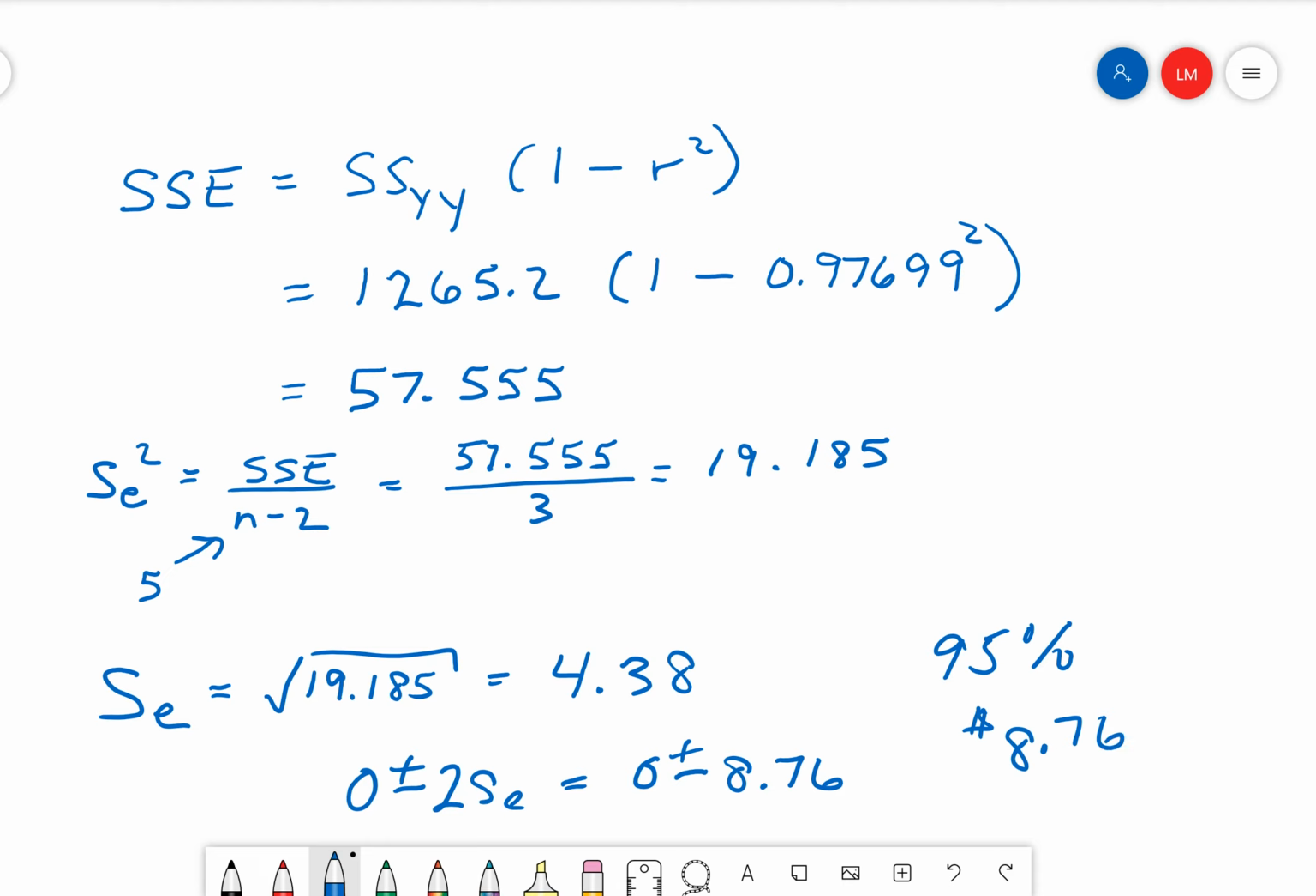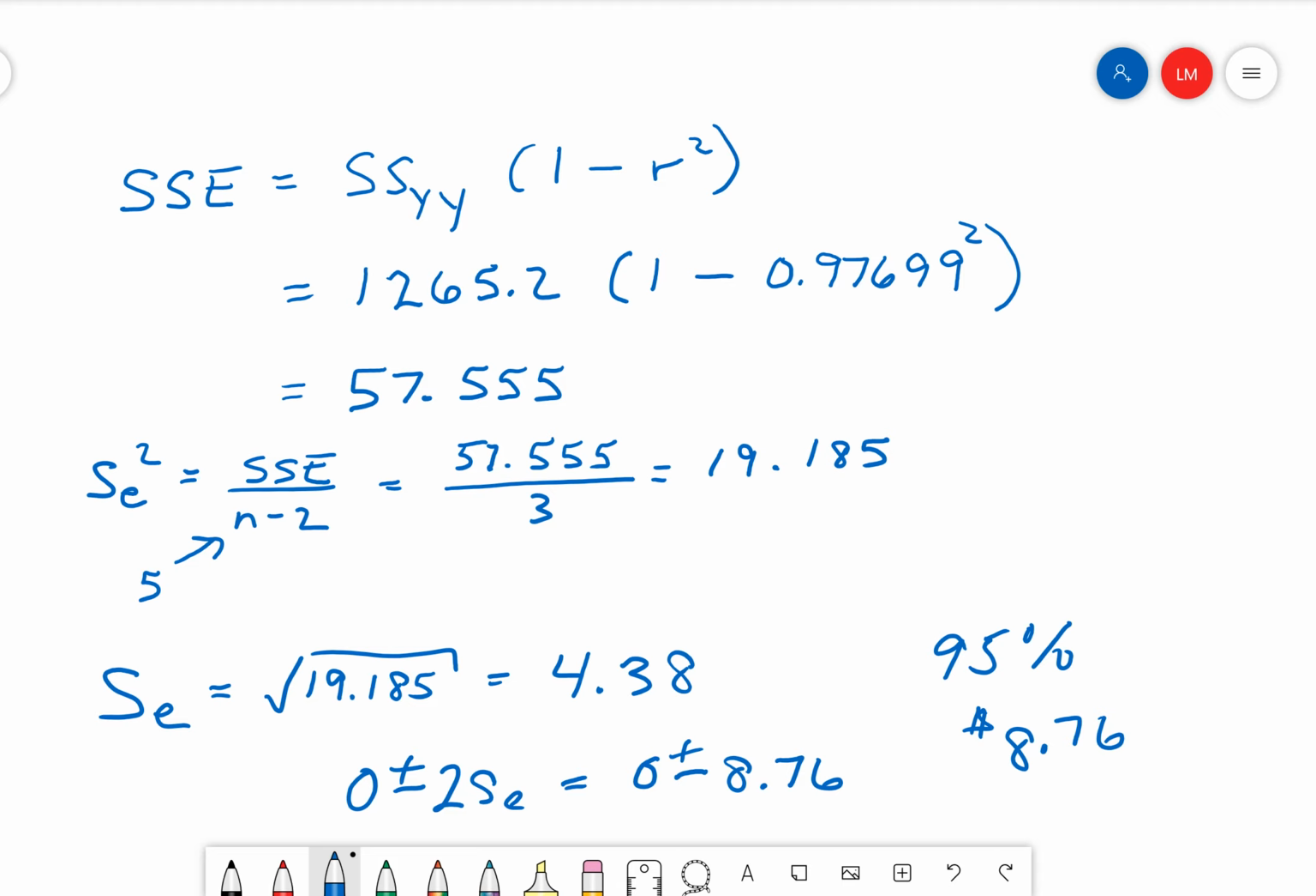That seems reasonable, and this is a good way to assess. So 95% of the errors are within $8.76. That's useful to have. And that means we have a good model, and I don't suspect any outliers.